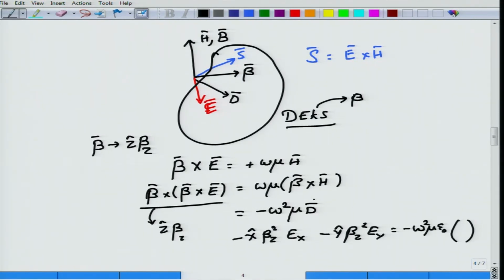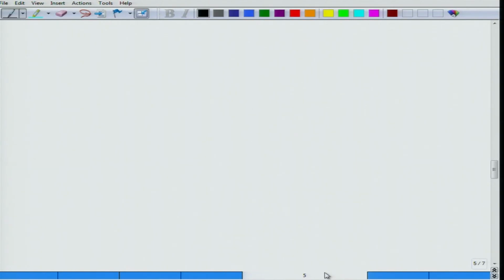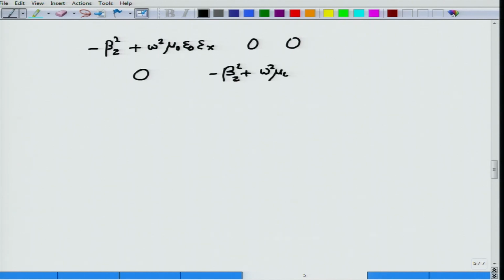Now, you write down the complete tensor over here and then write E x, E y and E z. Of course, your tensor is only diagonal, all the other non-diagonal elements are 0, right. So, you can write down and simplify the matrix to obtain minus beta z square plus omega square mu naught epsilon x. Okay. Then you have 0 and 0, then you have 0 here, you have minus beta z square plus omega square mu naught epsilon y, which is the y directed thing, again a 0 there.